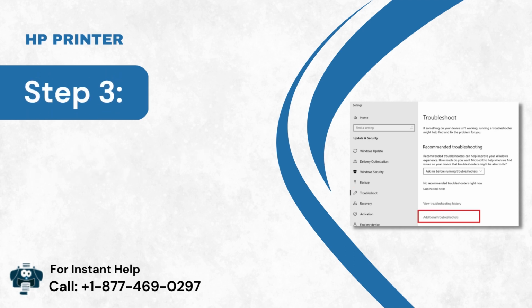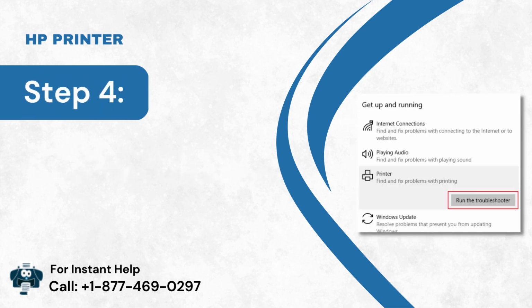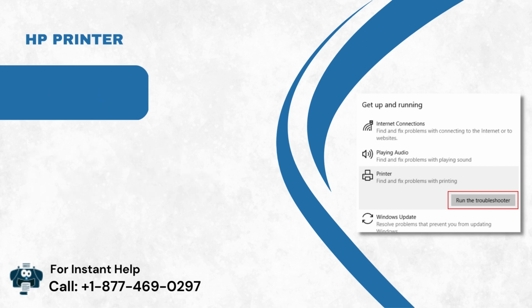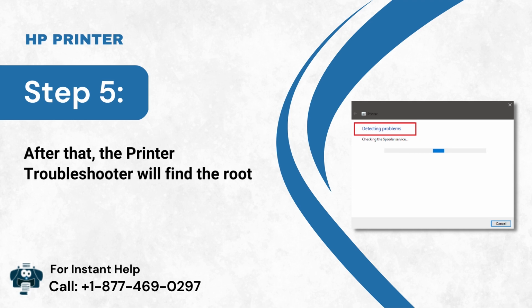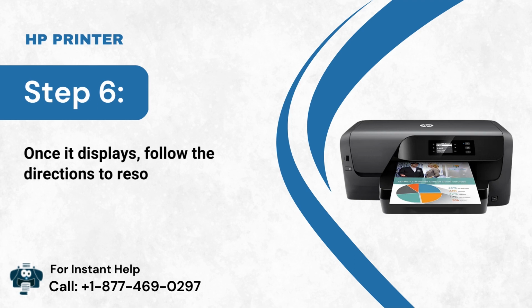Step 3. On the settings window, select other/additional troubleshooters. Step 4. Next, locate the printer troubleshooter and click on run the troubleshooter. Step 5. After that, the printer troubleshooter will find the root problem. Step 6. Once it displays, follow the directions to resolve the issue.